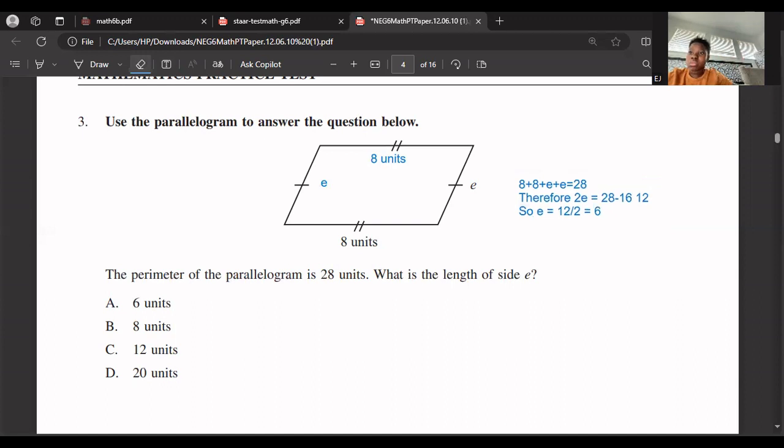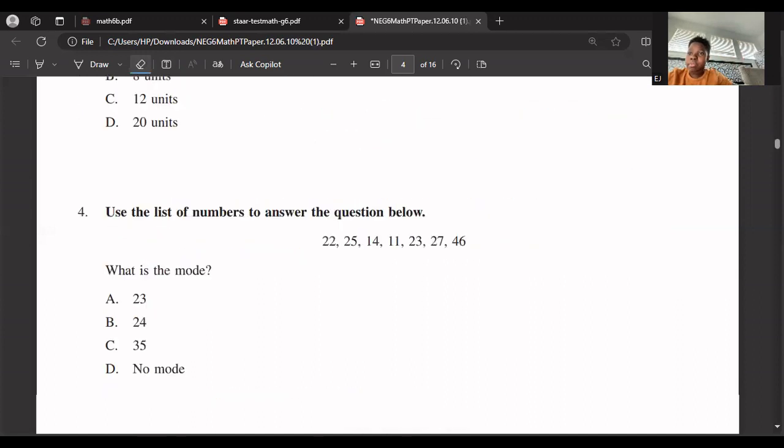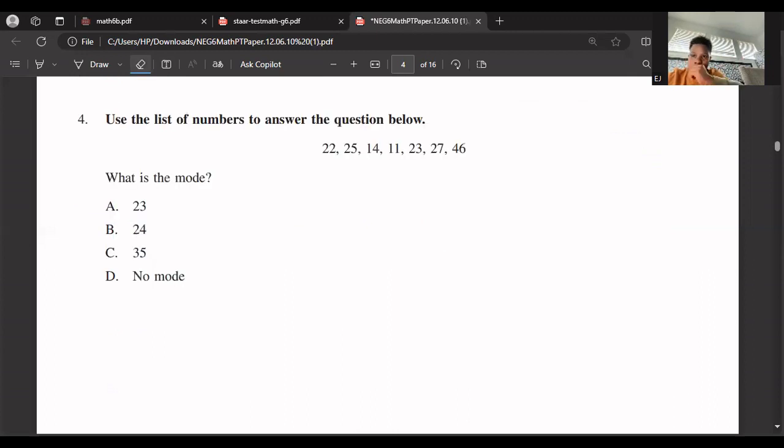Yes. We go to the next one, number 4. Look at question number 4. What is the mode? I don't understand what type of mode. Now listen to this, EJ. A mode simply refers to the highest occurring value. The value that appears the most in any set of data is the mode.